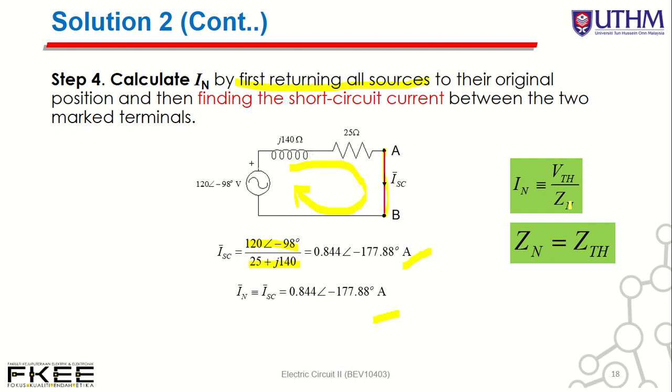This is the transformation from the Thevenin to the Norton. If you determine V Thevenin, you can also determine I Norton by using this transformation, because I Norton equals VTH divided by ZN, Z Norton. Because in this case, we know that Z Norton equals ZTH. Okay, go back to our example. Now you have I Norton.